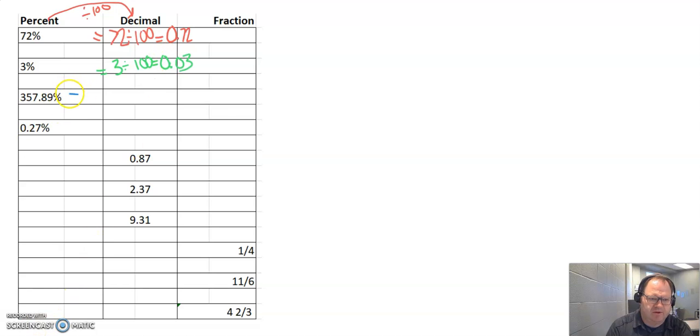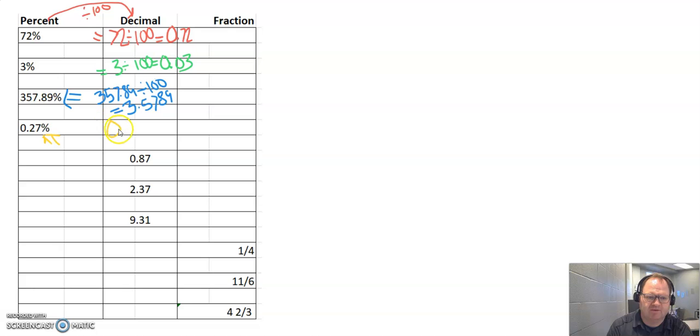Now this one, the 357.89%, looks quite a bit different, but this is the beauty of mathematics. The rules are the rules are the rules. They do not change. There are no exceptions. As I said before, it's always divide by 100. So 357.89 divided by 100 is 3.5789.